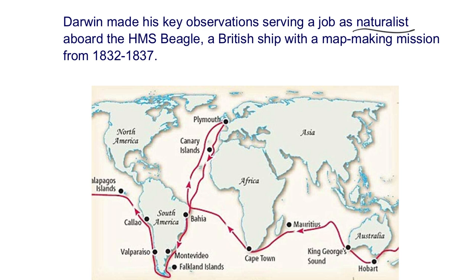So you can see he went around the world and he saw many different places in the north and in the south and in the tropical places as well. So he had lots of observations to make this conclusion about natural selection. Probably the most significant place he visited were the Galapagos Islands, right here.